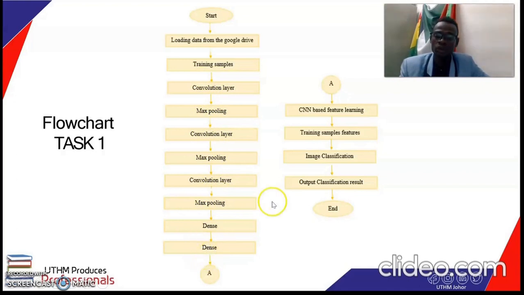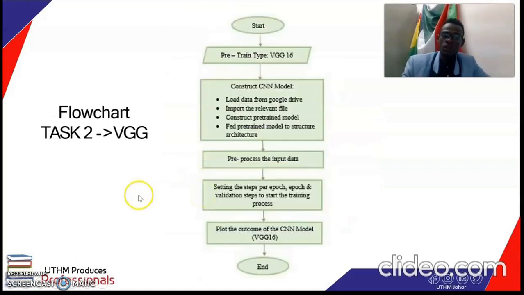We proceed with dense, then we can proceed with CNN based feature learning, and then training symbol features, and lastly the classification. Then we can obtain the output of the classification results. And so here is the flowchart for task 2, VGG.